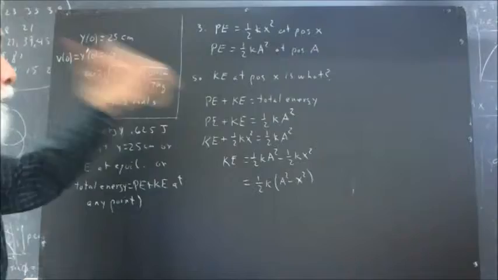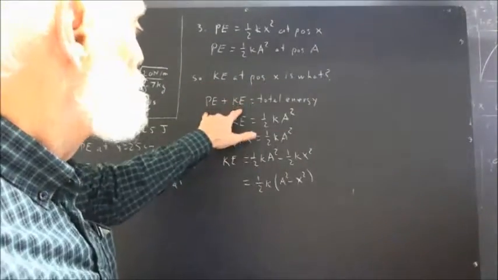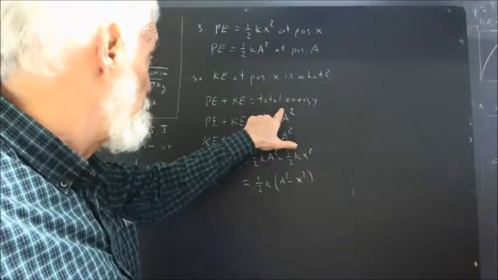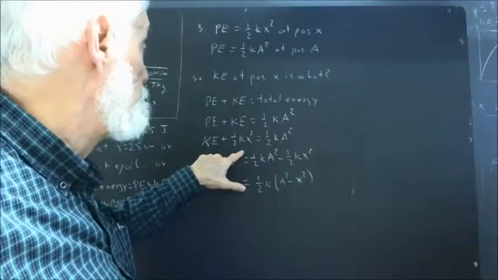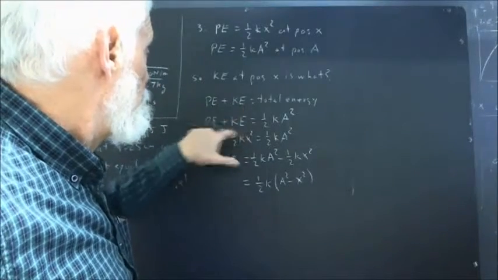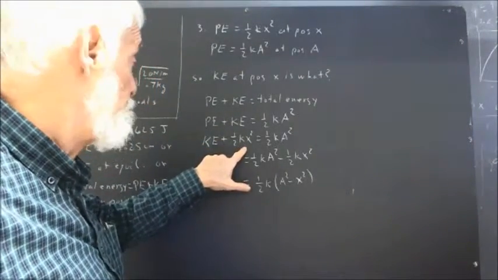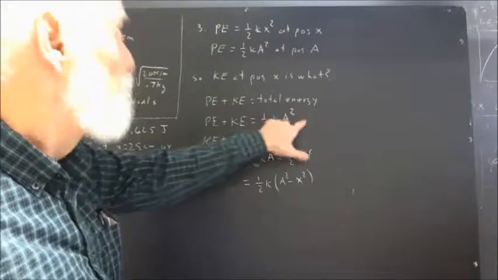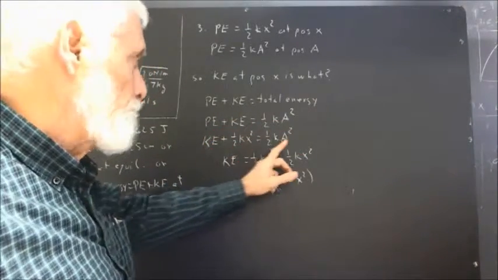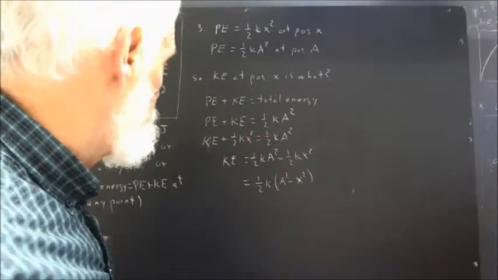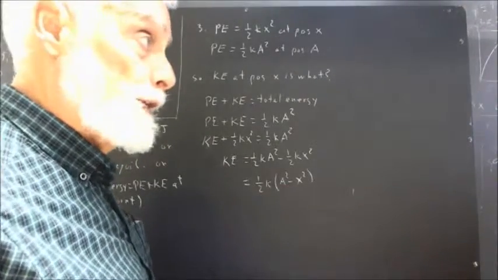Well, then, what is the potential energy at position x? Well, potential plus kinetic energy is equal to the total energy. At position x, the potential energy is 1/2 kx squared. So our potential plus our kinetic is just kinetic plus 1/2 kx squared. But our potential plus kinetic is the total energy, 1/2 kA squared. So kinetic plus 1/2 kx squared is 1/2 kA squared. Follows that our kinetic energy is 1/2 kA squared minus 1/2 kx squared.